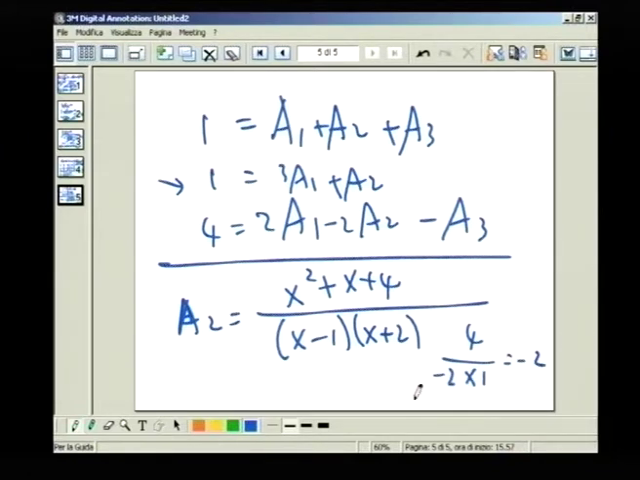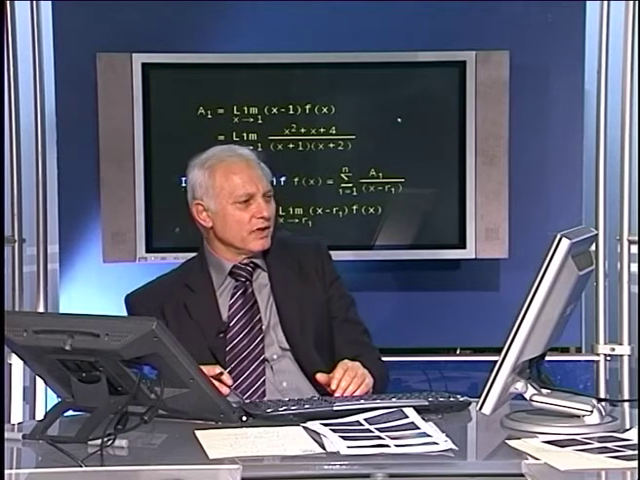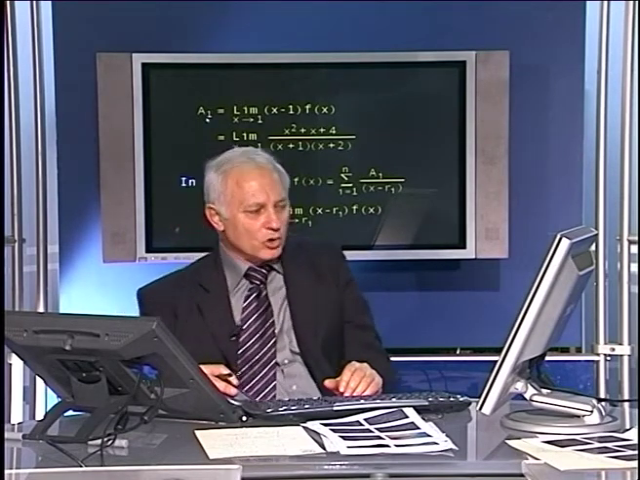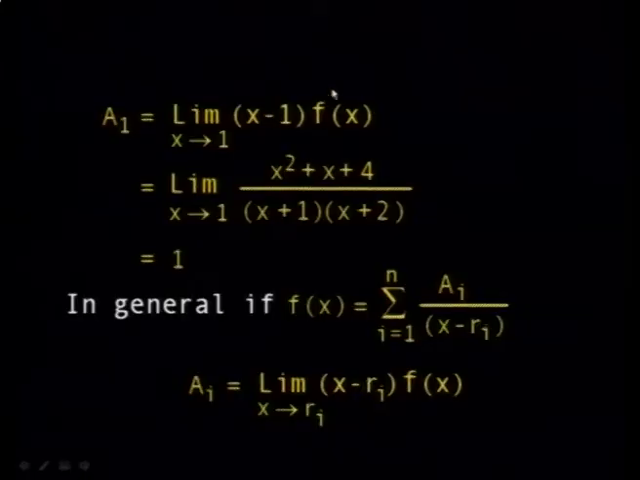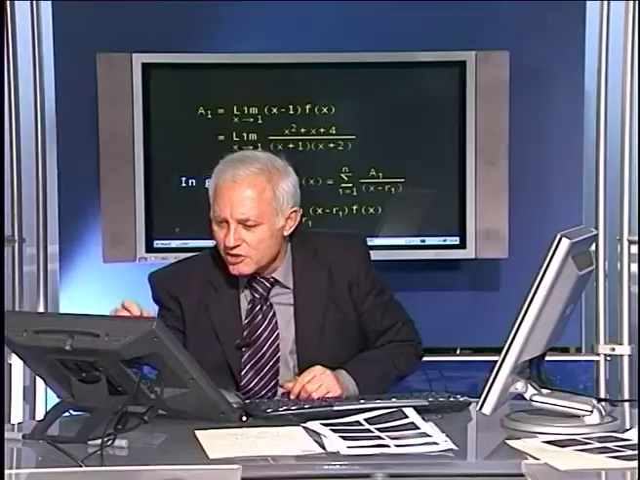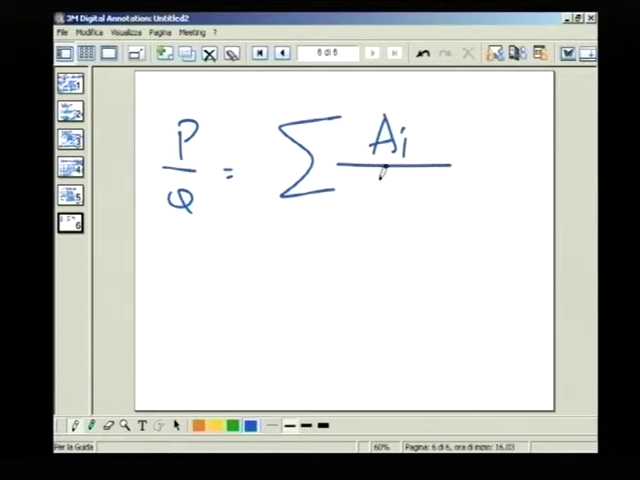Is it -2? We don't know; we have to check whether it's -2 or not, because it's written somewhere there. But anyway, now A1 is equal to what? To the limit of the rational function multiplied by x minus 1. Because here you have a rational function, p over q, and it is the summation of ai divided by x minus ri, for example. And you want a particular value, a1, for example.